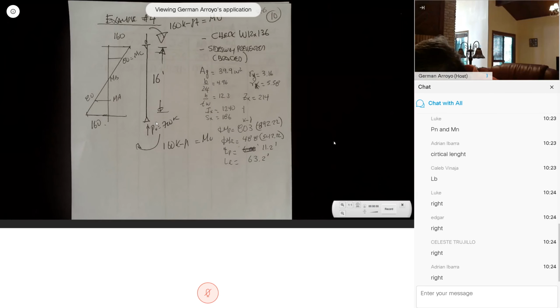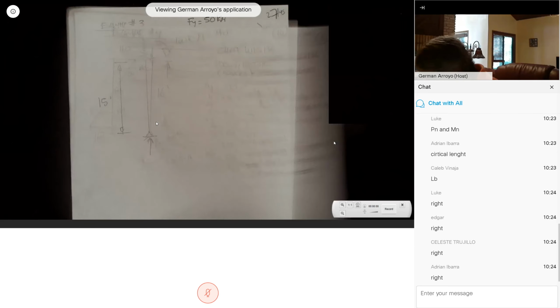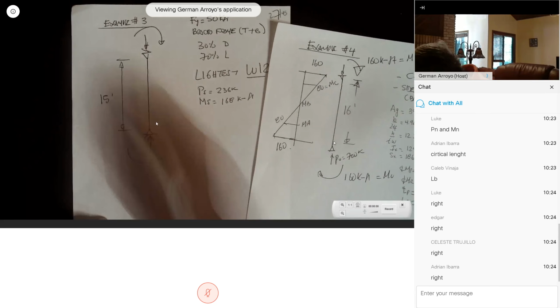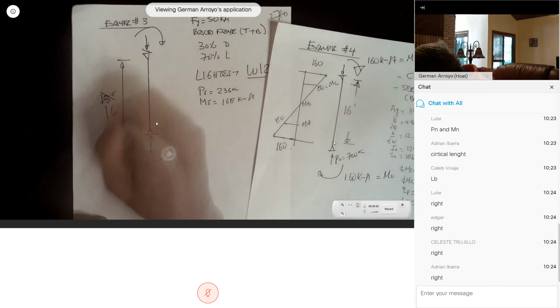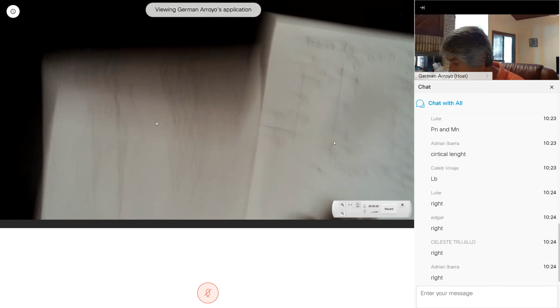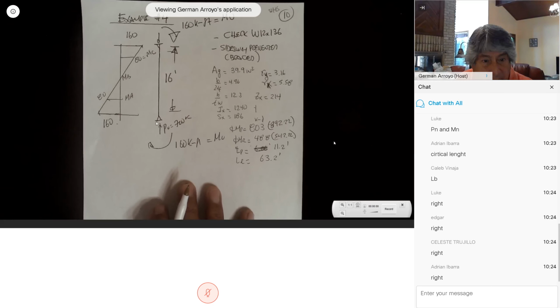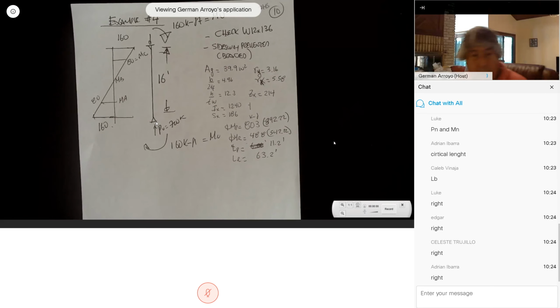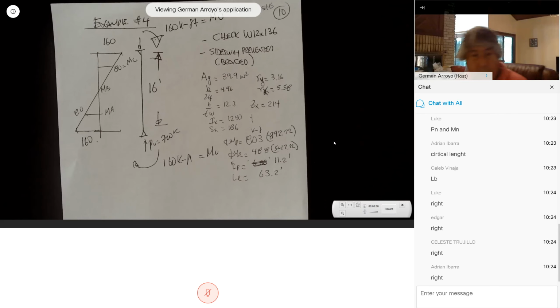This is a different problem. Let me change. Yeah, there's a different problem. I'm going to start here with this. What I was showing was the problem from yesterday. This is the problem for today. It's there on page 32.